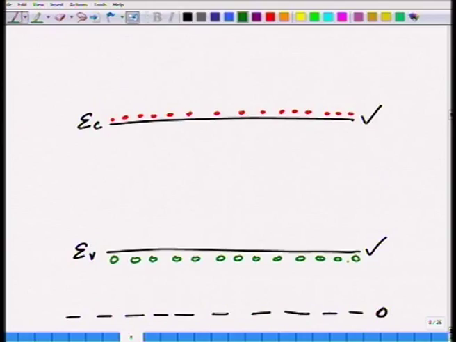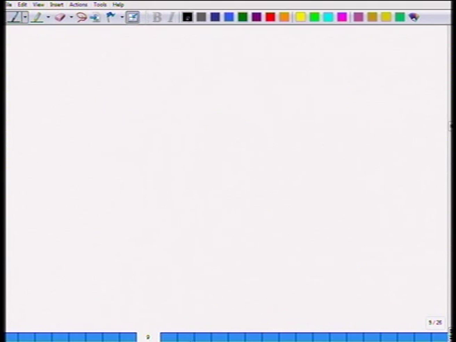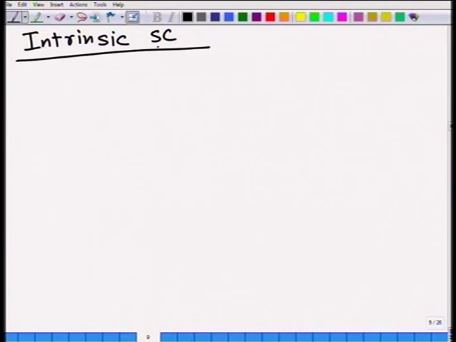Let us try to first determine where the Fermi energy is. We will first talk of the intrinsic semiconductor. All right, what is an intrinsic semiconductor? This is a terminology you have heard right from your school days, that a semiconductor is intrinsic or extrinsic. Extrinsic is when it is doped, which we will cover immediately after this. So, what is an intrinsic semiconductor?